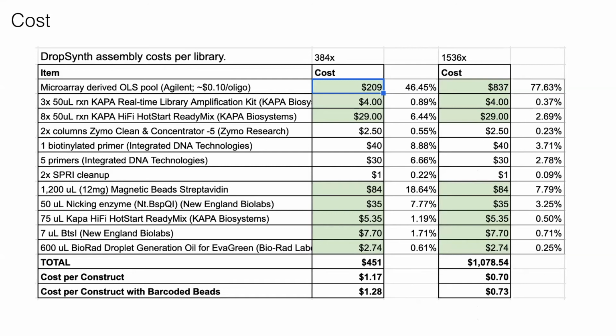And what you can see is that, especially once you start getting to larger and larger scales, the cost is really dominated by the cost of the underlying oligos themselves. I should say that the total inclusive cost that we estimate is somewhere above $1 and maybe 75 cents at the 1536 level. So what this really says is that you should negotiate very strongly with your array providers to get the best possible price if you want to get a good cost for what you're actually going to have for your DropSynth library.